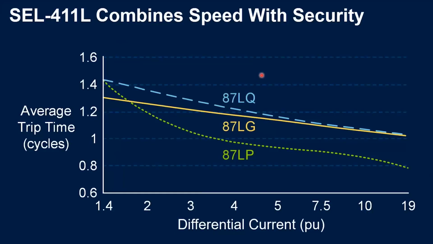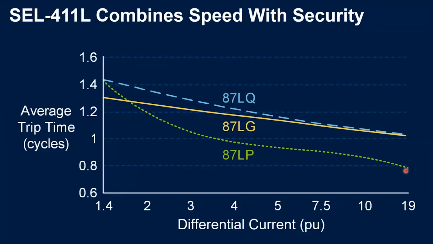In this slide, you can see the average trip times in power cycles, in function of the differential current. So the lower the differential current, the longer it takes for the protection to operate, but we'll have a maximum of around 1.5 power cycles, which is around 30 milliseconds with a 50 hertz system. Okay? And of course, if the differential current is bigger, we'll have faster times of around 0.8 power cycles.